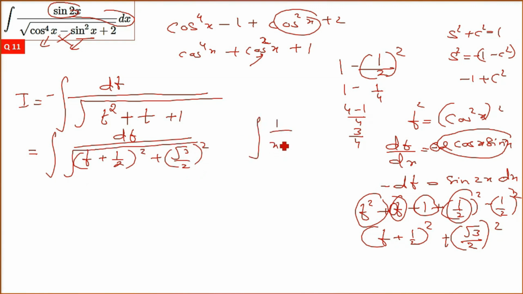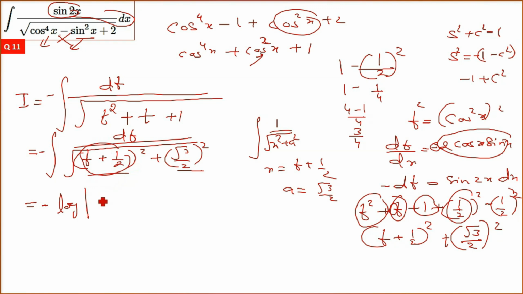We have to use the formula of 1 by under root x square plus a square. x will be taken as t plus half. a will be taken as root 3 by 2. So this log formula will be applied. Negative is already there, negative log, and then modulus. So x will be taken as t plus 1 by 2 plus under root t plus half whole square plus root 3 by 2 whole square.